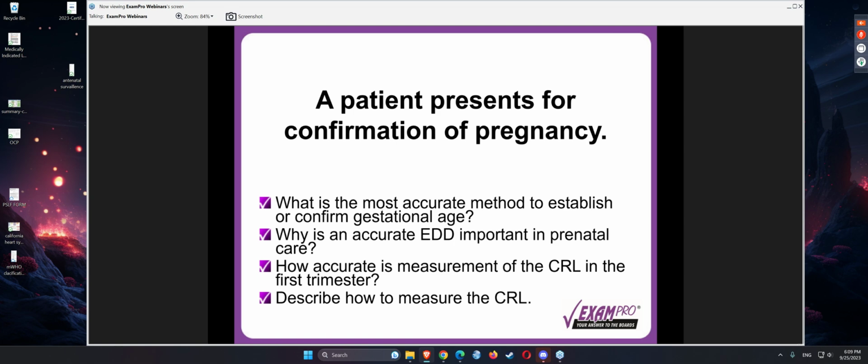All right, so tell me the answer to the fourth question. How do you measure the crown rump length? A crown rump length should be measured taking three measurements, ideally in the mid-sagittal plane, where you're able to see the fetal spine. You take a measurement from the top of the head down to the rump. I need to figure out what word I need to use. And then you take the average of those three measurements.